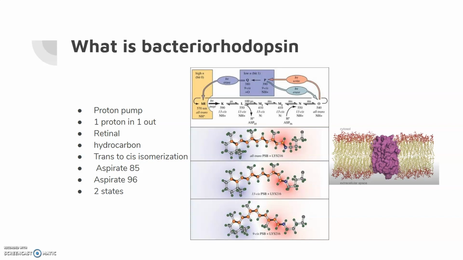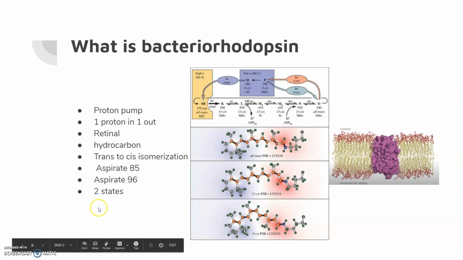And while all this is happening, in the excited and standard states, not only is the retinal changing shape, but due to the retinal changing shape, the rest of the protein is also changing. So there's two states to this protein.